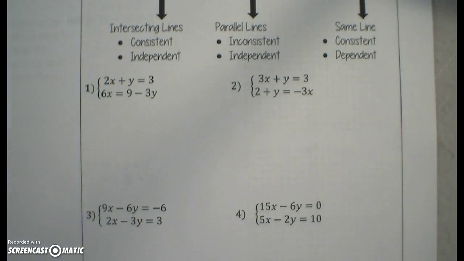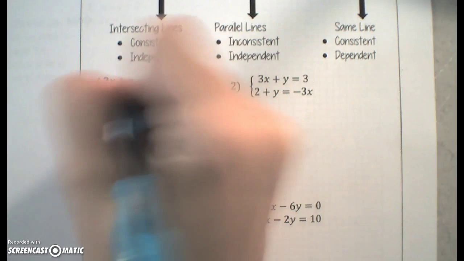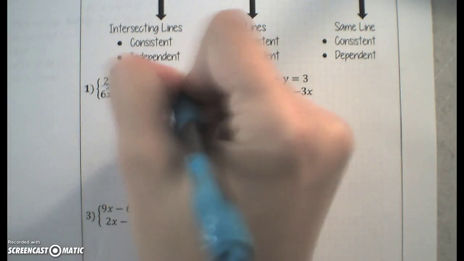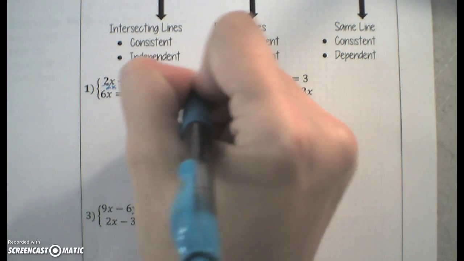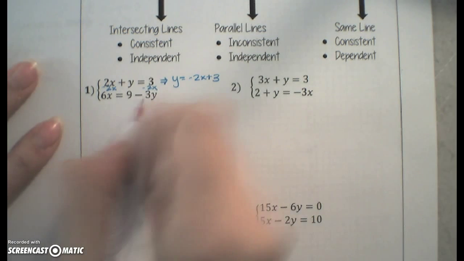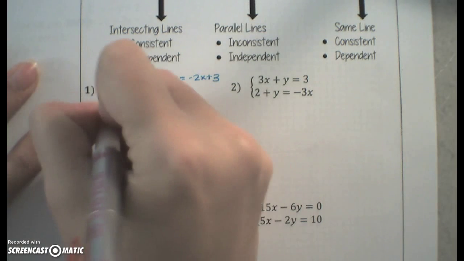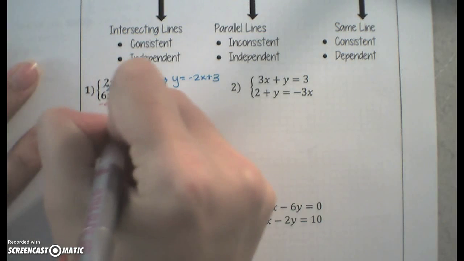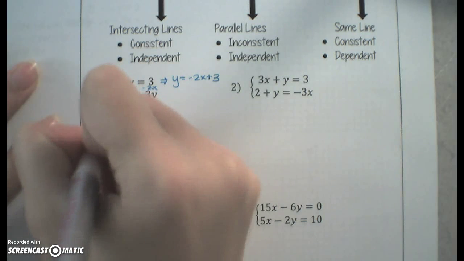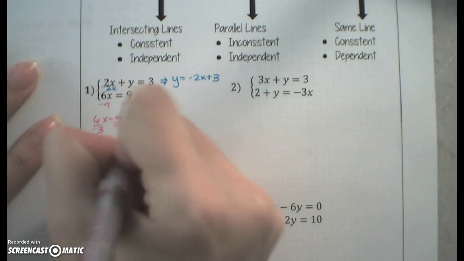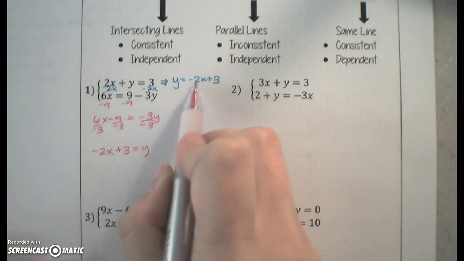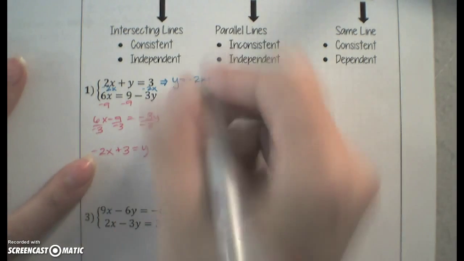So number one, we would subtract 2x. And if you want to put it under there, I'm going to go out to the side here. So we've got y equals negative 2x plus 3. And then for the next one, down below here, let's subtract 9. And then divide by negative 3 on every single thing. So it's negative 2x plus 3 equaling y.